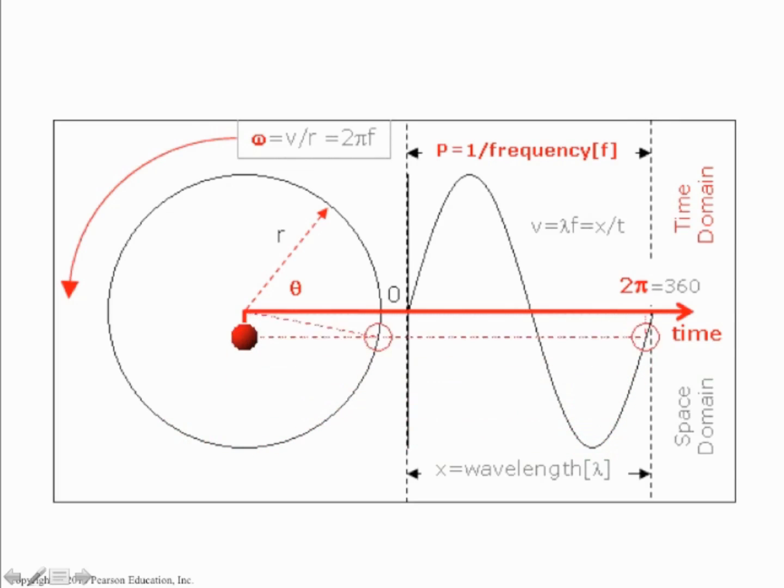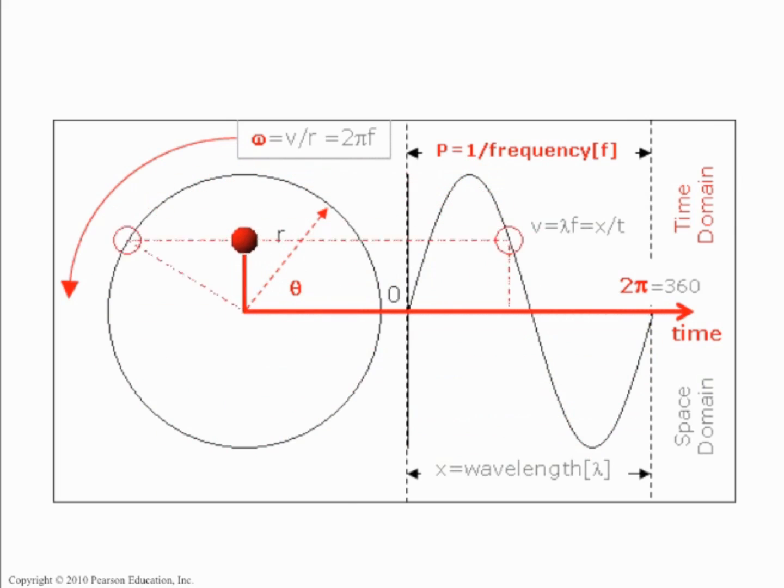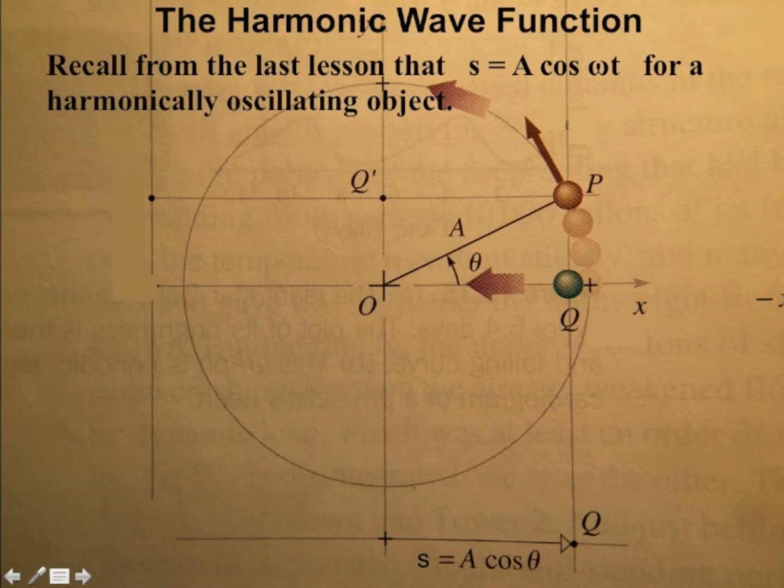And this animation shows all three concepts together: uniform circular motion, simple harmonic motion, and the harmonic wave or sine wave pattern. Recall from the last lesson that s equals A cosine omega t for a harmonically oscillating object. And you should refer back to your notes for this proof. And your notes should be organized all in one place, one binder. Anyway, s equals A cosine omega t.